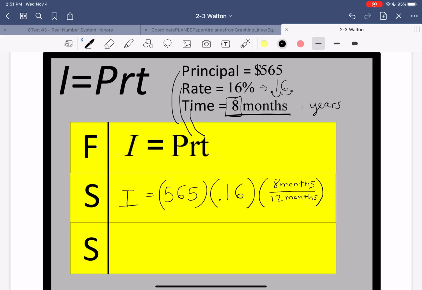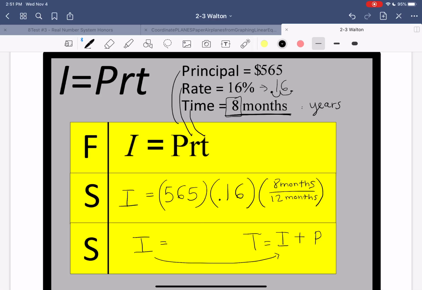So that is what you'll always want to do. If you're given months, you have to divide that by 12 months in order to convert it to years. So then from there, we can solve for our interest, and we can also solve for our total. So again, the total is going to be what you get for your interest plus your principal amount. That will be your total amount.